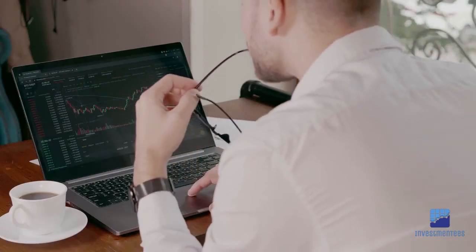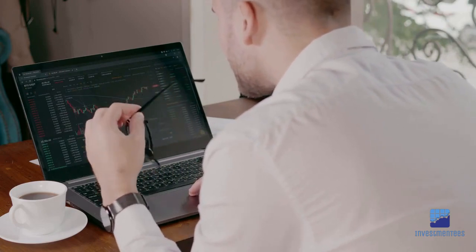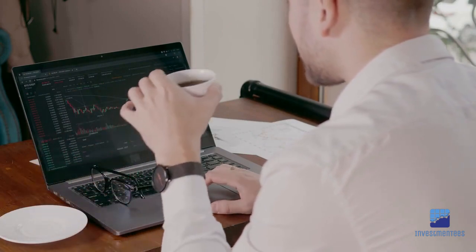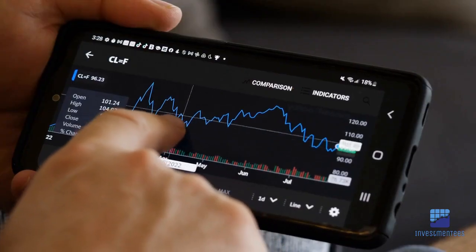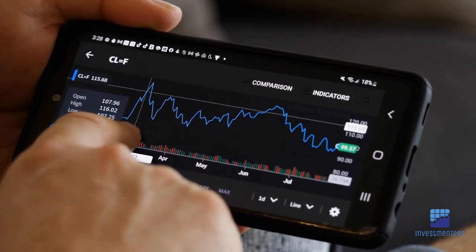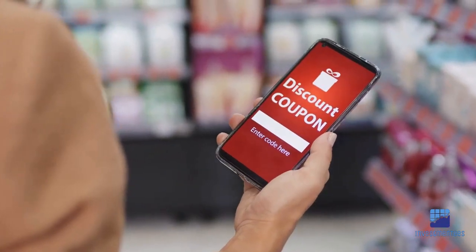Conclusion: Traders use pivot points to help identify potential levels of support and resistance, which can be used to determine entry and exit points for trades. They can also be used to set stop loss and take profit levels, as well as to gauge the overall market sentiment.